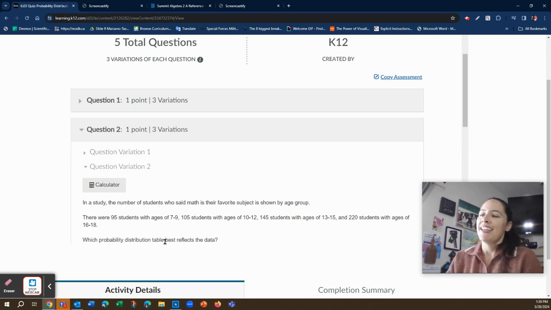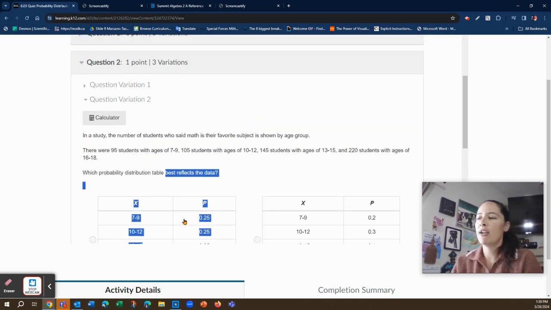Okay, moving on. Which probability distribution table best reflects the data? Oh, why do they do that to us?